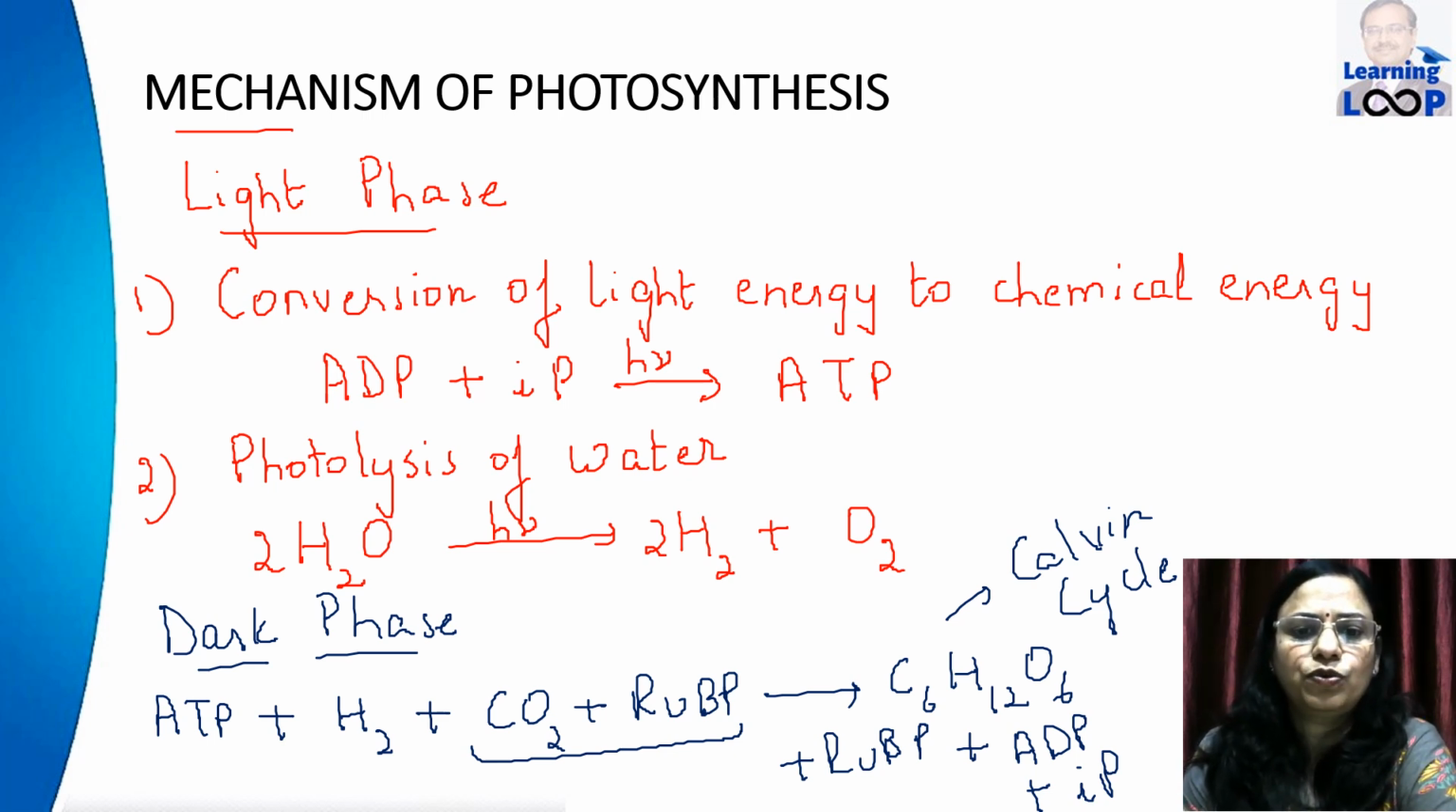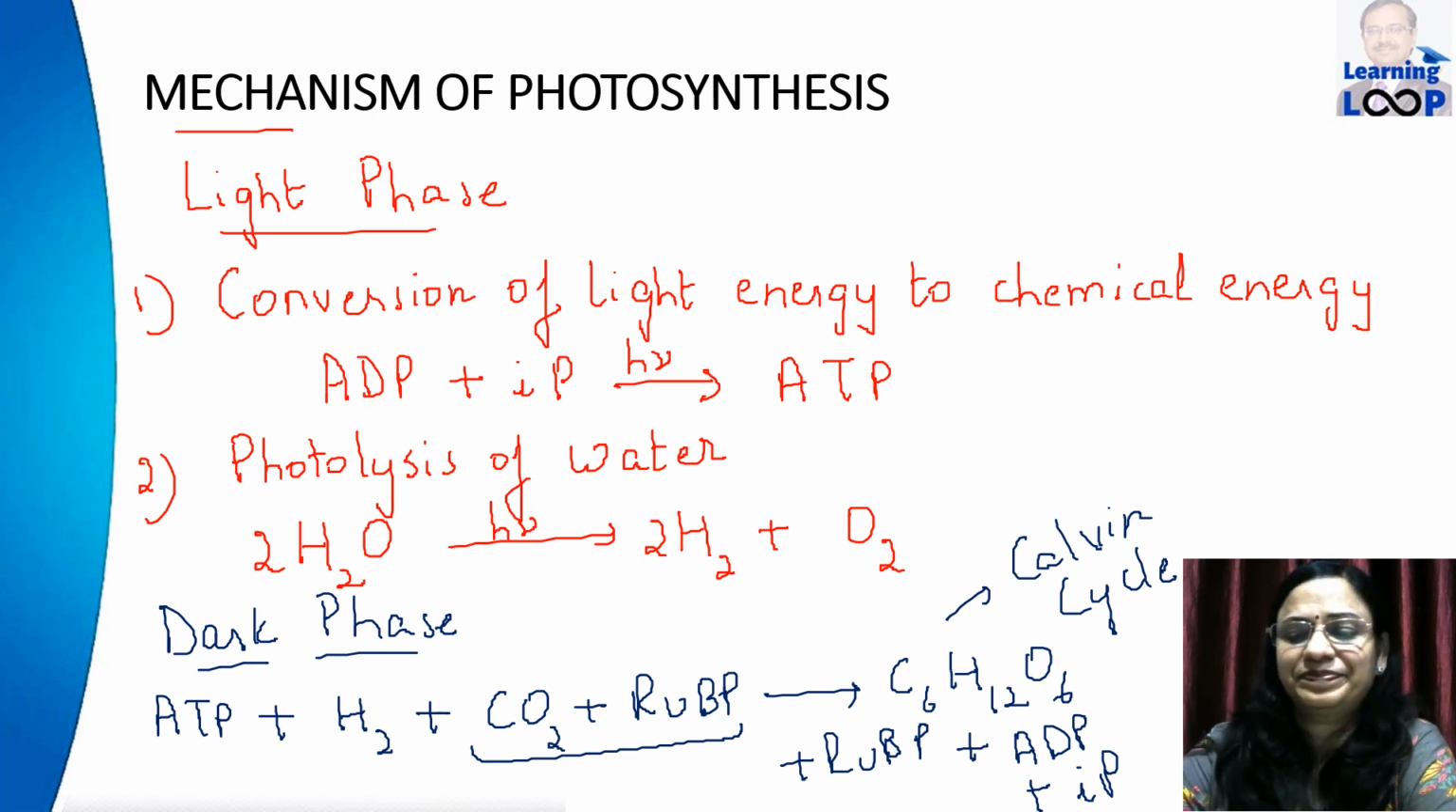Another point to be noted here is that this oxygen that comes from photolysis of water is not used anywhere in the process of photosynthesis, and it is released to the outside. So whatever oxygen we are getting from plants is obtained from the water that the plants have taken in through their roots. So I hope this mechanism is absolutely clear to you, and these equations will help you understand this in a better way.